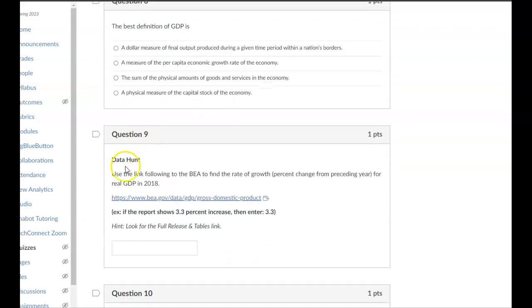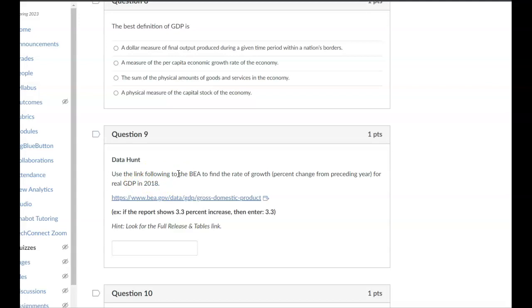Question number 9 is a data hunt question. I have you go to this website, and I want you to find out the annual GDP growth for 2018. Now, I give you a little hint here. Look for the link that says full release and tables, and you should be able to find 2018 no problem. Another little hint, if you just do a search for 2018 on that website, you should be able to find it pretty easily.